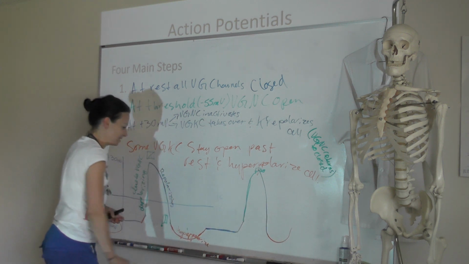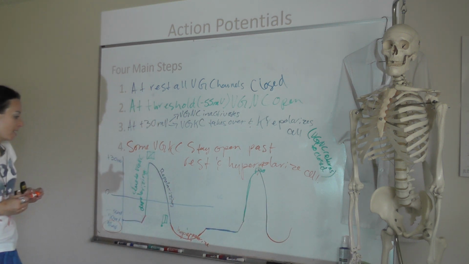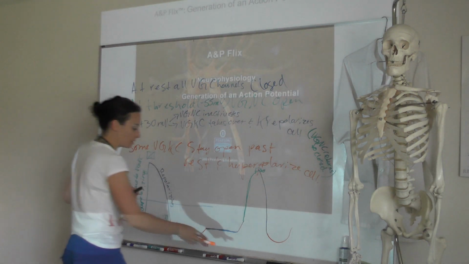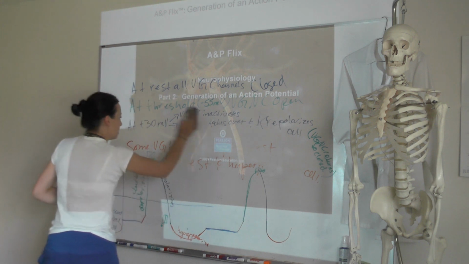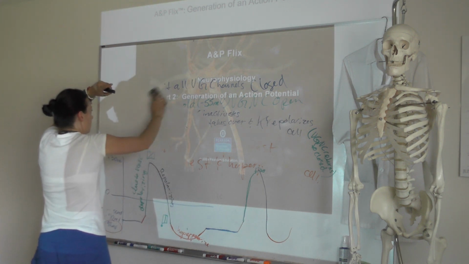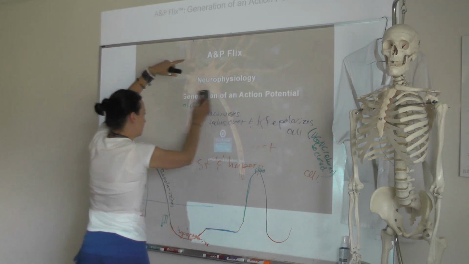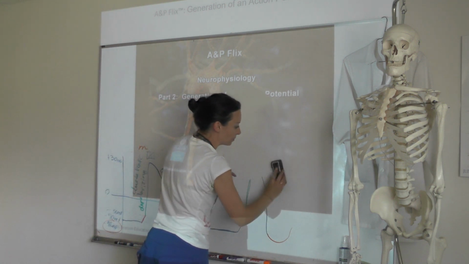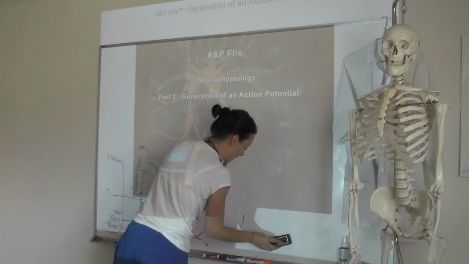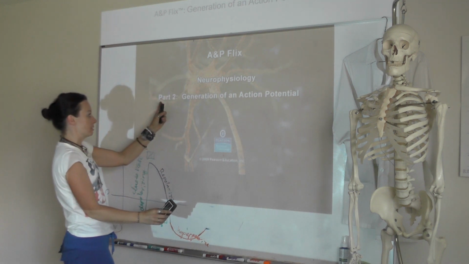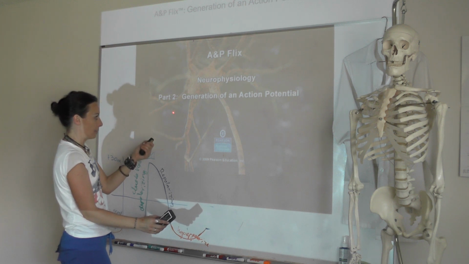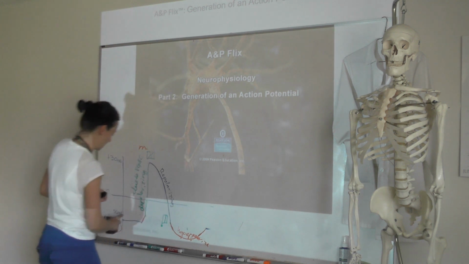Action potentials look the same way every time. So that's that. There are these movies that come with your book, A&P flicks. You should be able to find them through Mastering A&P. Look up the one for setting resting membrane potential. It's the first one, A&P flicks resting membrane potential, and that will show you how we get here.